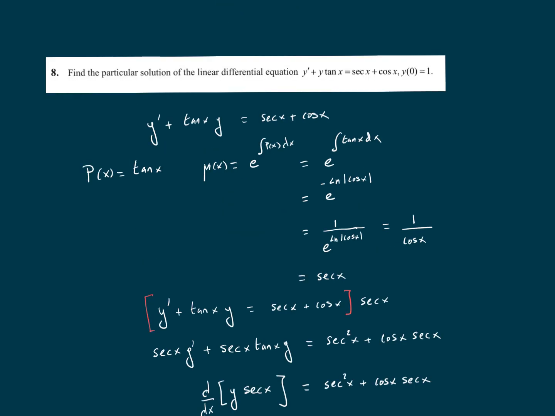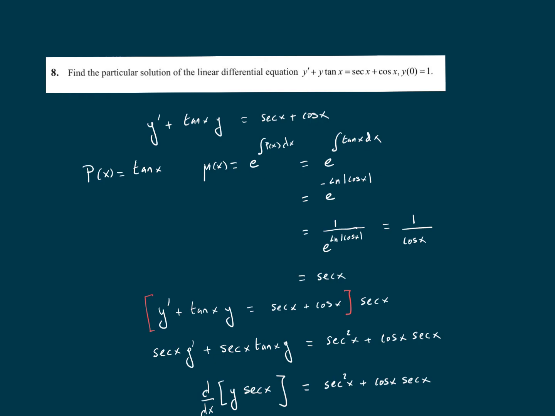Now let's solve problem number 8, which says find the solution to this differential equation: y prime plus y tangent of x equals secant x plus cosine of x. But now the problem says to find the particular solution, the solution for which y of 0 is equal to 1. And this information will tell you what c is. So let's apply the same technique, meaning to find first the integrating factor.